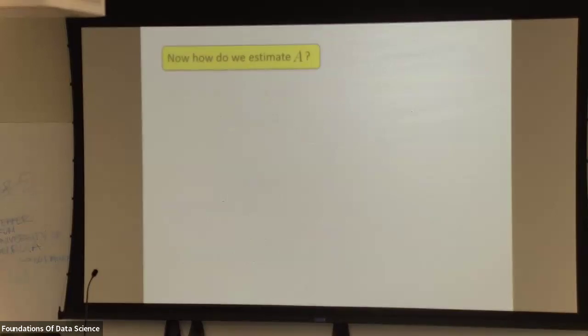And now I'm off to the races because I have my O hat and Q hat that came from taking the SVD of H1. And now I just have to figure out how to estimate my transition matrix.